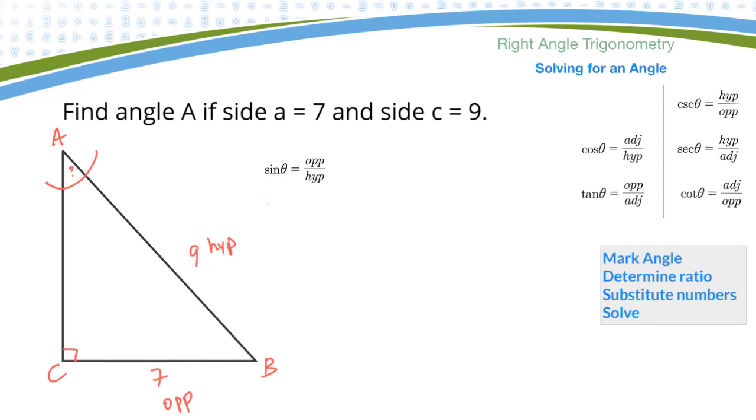So now I'll rewrite things. So sine theta, in this case A, is equal to the opposite side, 7, over the hypotenuse, 9. If I want to solve for A, I have to get rid of the sine. So I'm going to be doing the arc sine of 7 over 9.